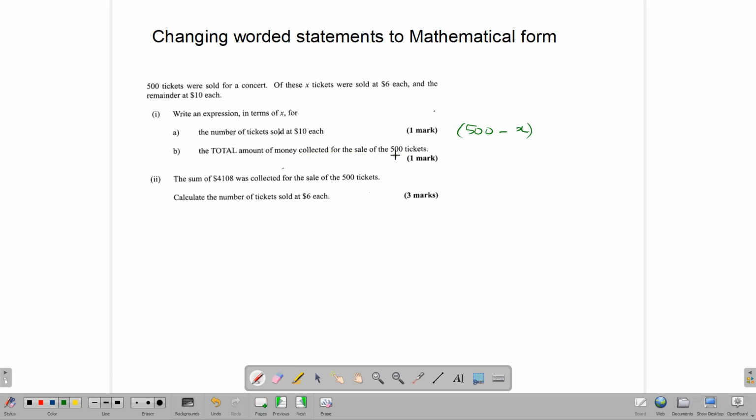Now, the total amount of money collected for the sale of the 500 tickets. The money collected for the sale of the $6 tickets would be $6 times the number of tickets sold, plus $10 times the number of tickets sold for $10. So this becomes our expression for part B.